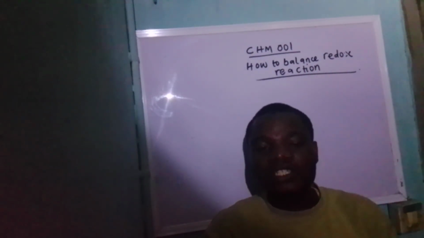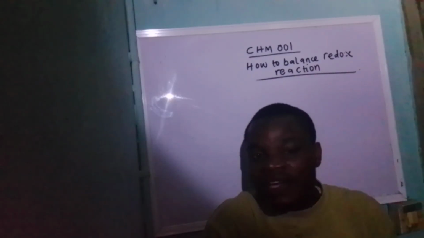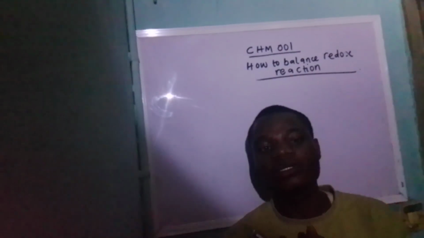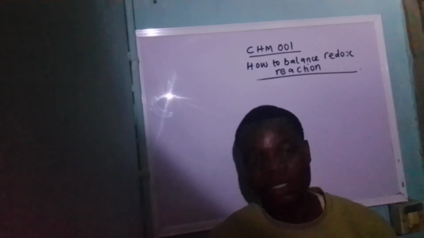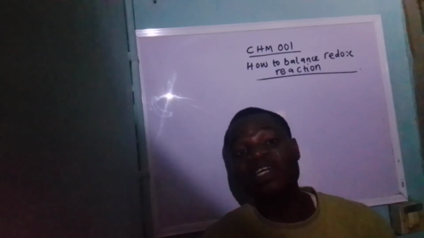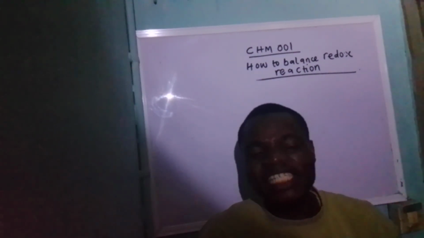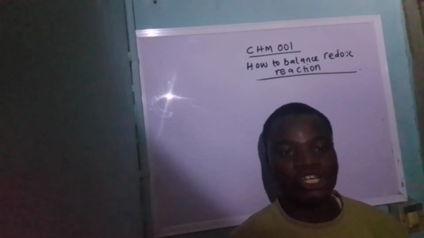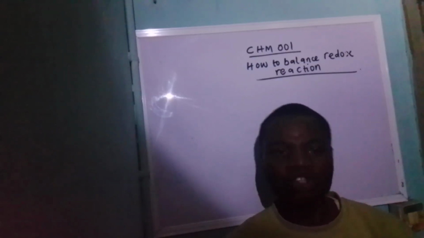Now don't forget that reduction and oxidation can be defined in different terms. Number one, reduction can be defined as the removal of oxygen and addition of hydrogen. Oxidation is the addition of oxygen and removal of hydrogen. In terms of electrons, reduction is a gaining of electrons, while oxidation is a losing of electrons. In terms of oxidation number, oxidation is an increase in the oxidation number, while reduction is a decrease. Hope you are getting that.